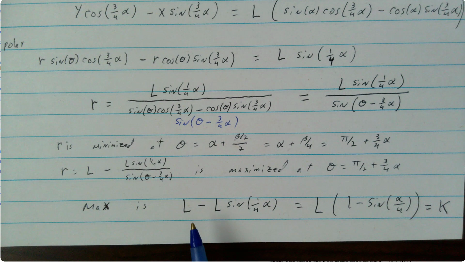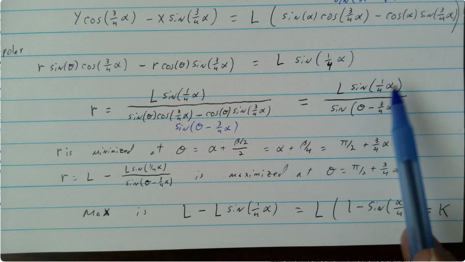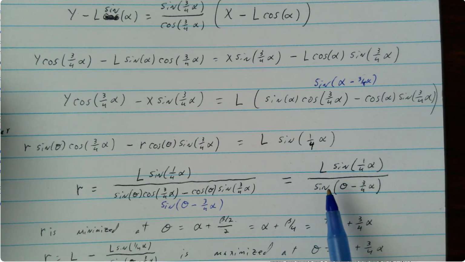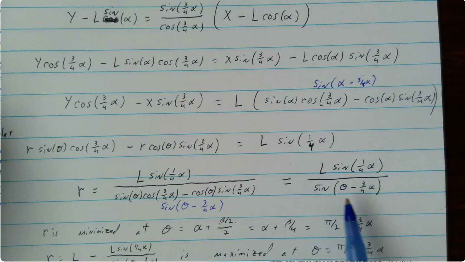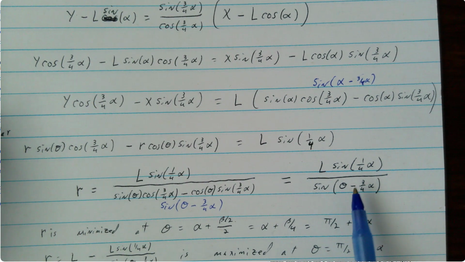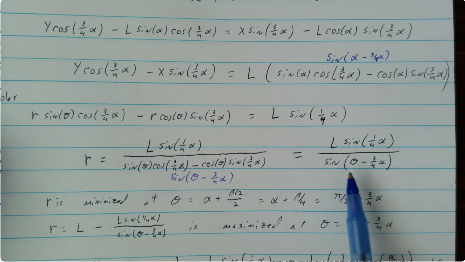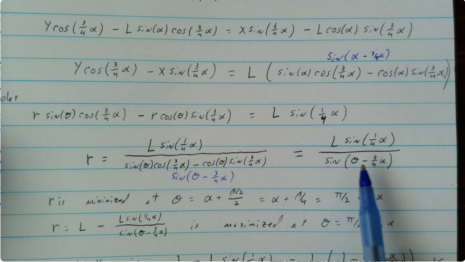And so the max then is L minus, and then another way to see it, actually, when you look at it this way, the numerator is fixed, so I want to divide by the largest possible value. And the largest possible value for sine is 1. And that occurs if the argument is pi over 2. And the argument will be pi over 2 if theta is pi over 2 plus 3/4 alpha. So that's another way to see it.